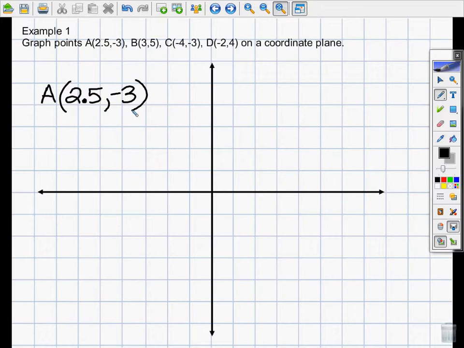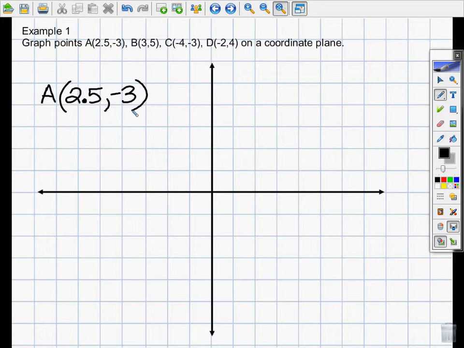A lot of students are like, I don't know what to do. It's not a whole number. It's not an integer. I don't know what to do. I'm going to show you what to do when it's not. When you have a decimal, sometimes you have to estimate. Okay? It's not a big deal. All right? So you always start at the origin. When you're naming points, your home base is the origin. Okay? So here it is.